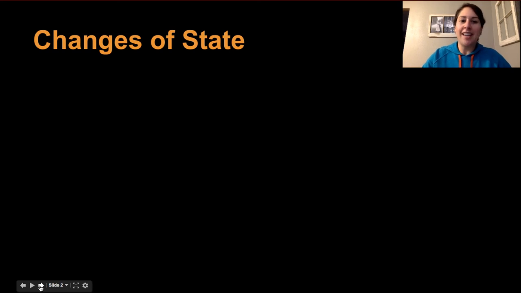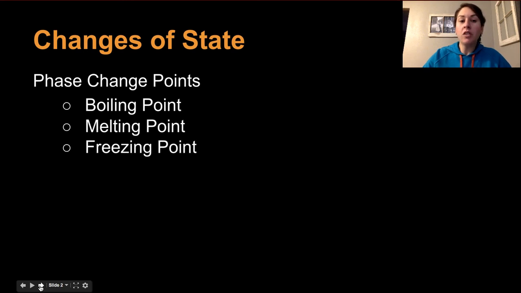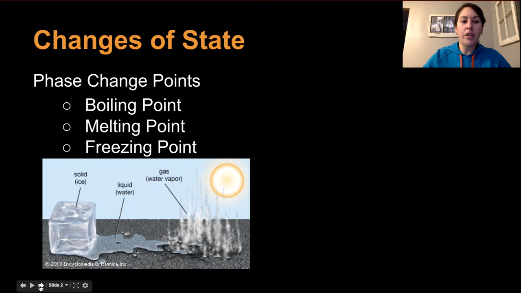So changes of state, we really have these phase change points that we will be talking about throughout the rest of the year. And so we have things like boiling point and melting point and freezing point. And really these are all temperatures at which these phenomena are going to happen. So if we take a look at water, we notice that water has a specific boiling point, melting point, and freezing point. And if you know a little bit about water, you know that the boiling point is actually 100 degrees Celsius, and that's at 1 atmosphere pressure.